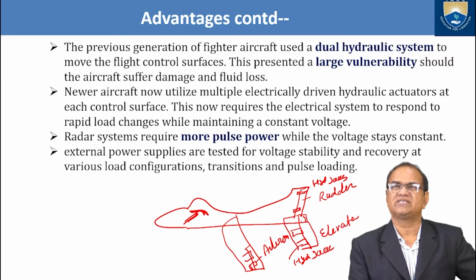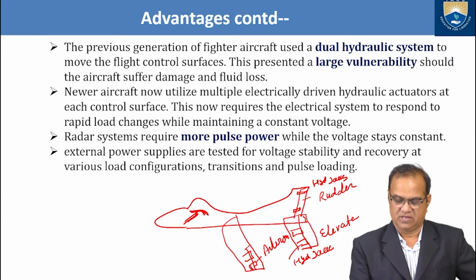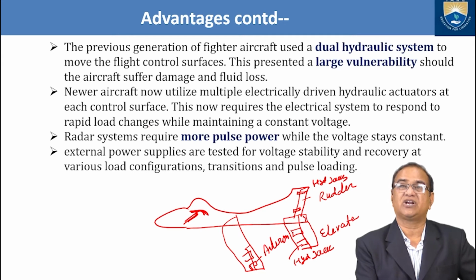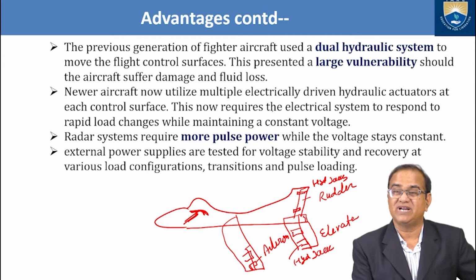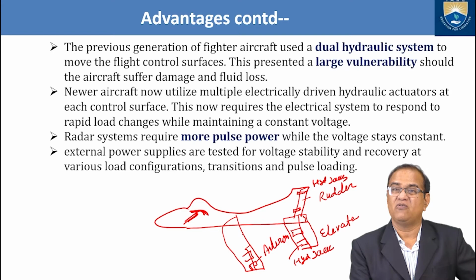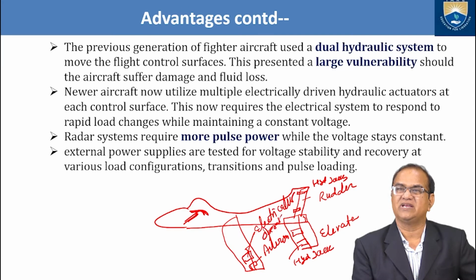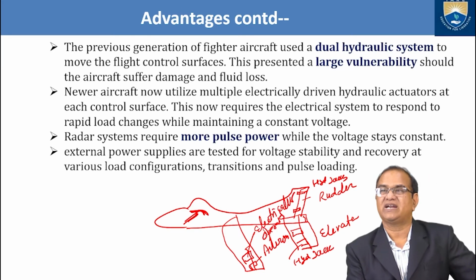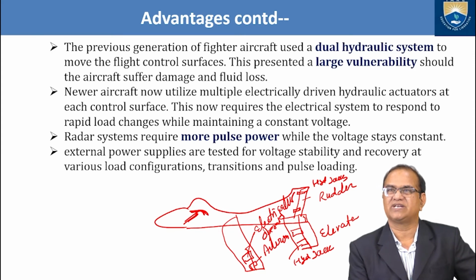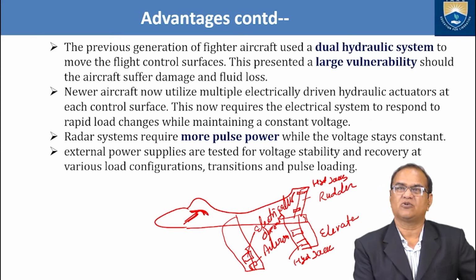Naval aircraft now utilize multiple electrically driven hydraulic actuators at each control surface. So nowadays, these jacks are electrically operated. If the hydraulic system fails, the electrical system will operate the actuator at each control surface.